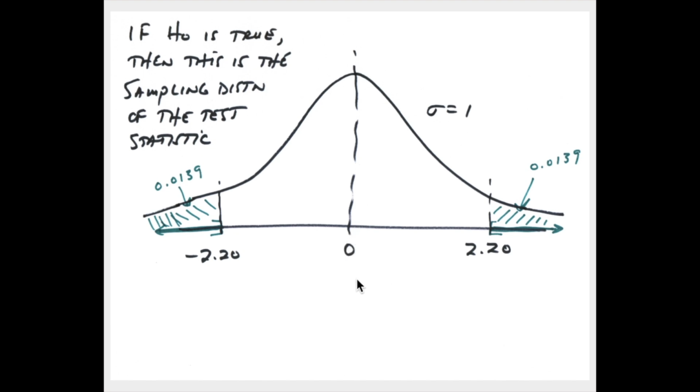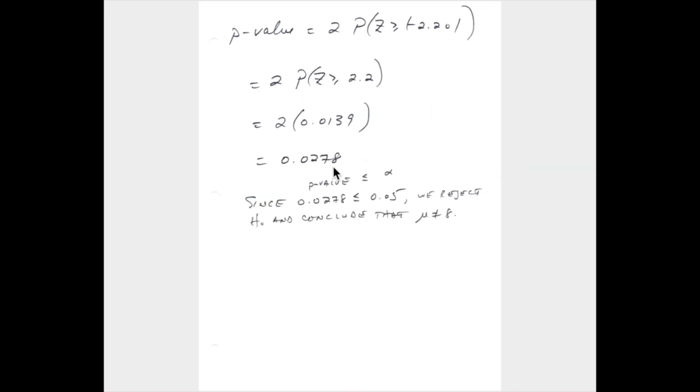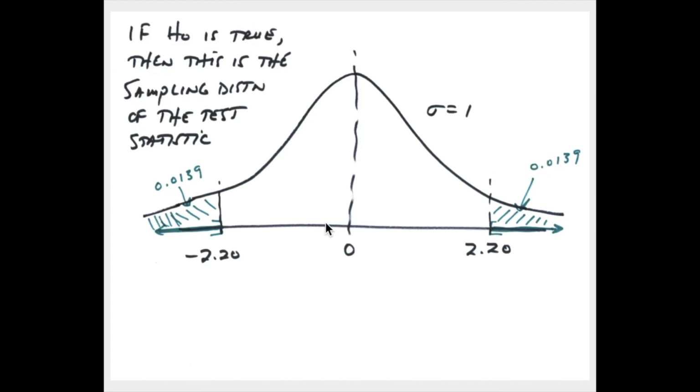And so if the null hypothesis is true, the probability of observing a value of z-calc at least as extreme as that which has been observed, in other words, either at or to the left of negative 2.2 or at or to the right of positive 2.2, that probability is 0.0139 plus 0.0139, which is 0.0278. So do you see that?